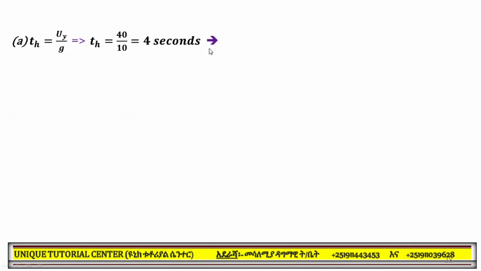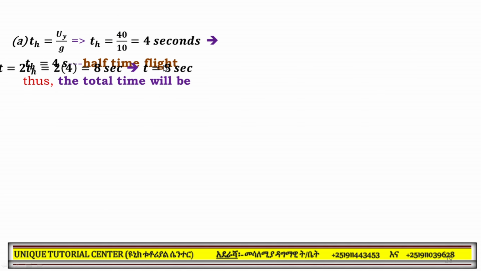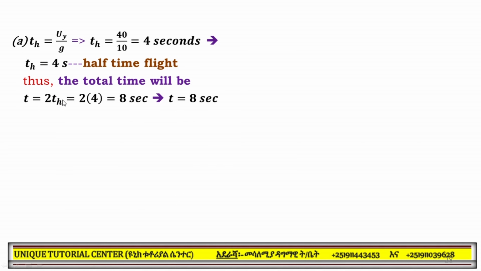4 seconds is the time it required for the trajectory to reach the maximum vertical height. This is half-time flight. And to determine the total time flight, it will be twice of half-time flight, which is twice of 4. 8 seconds is the total time flight.